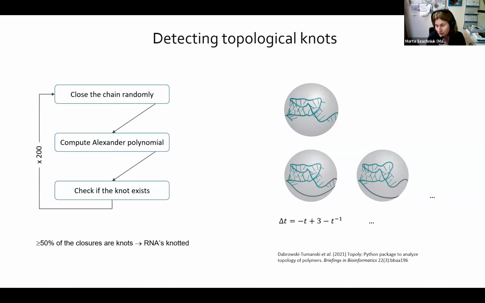We repeat this procedure many times. Here we decided to do it 200 times. In each iteration, we close the chain in a different way. So we just simulate the closing kind of randomly, and each time we try to find out whether the knot exists in a structure or not. And if you find out that in over 50% of the closures the knot exists in the structure, we say, okay, we consider that this RNA is knotted.